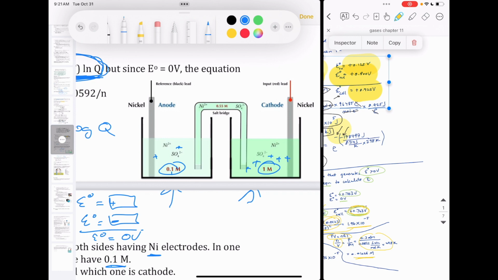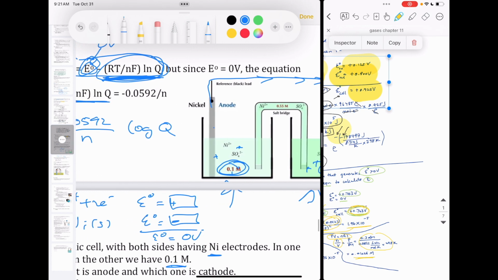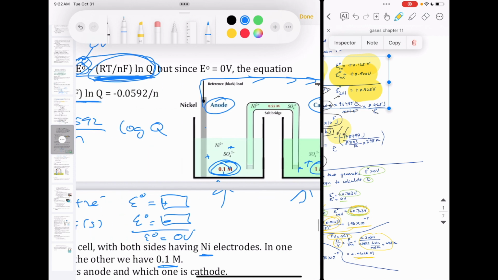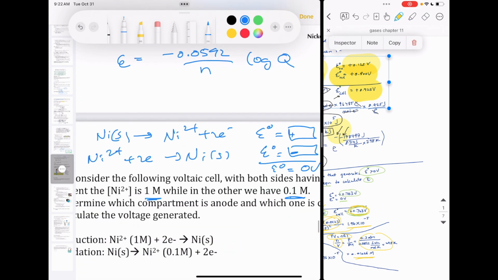Okay, so which way is the electron going to flow? Well, the side that has more plus charges is going to attract the electrons. It's going to attract the negative charge. So the flow of the electrons is going to go that way. Therefore, the lower concentration is my anode and the higher concentration of nickel is my cathode.